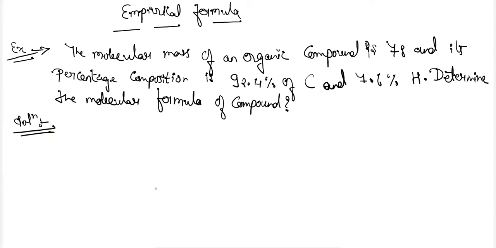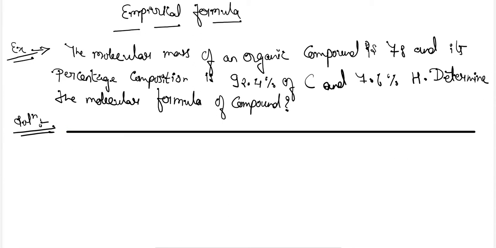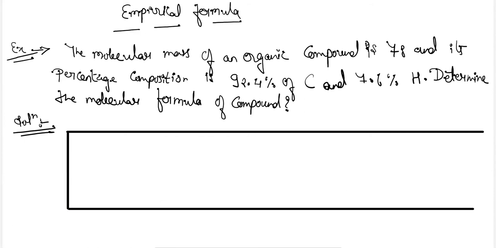As discussed in the class also, we have to form a table here. For solving empirical formula, you can easily solve by making this table. This method is more reliable in comparison to other methods because it creates the least error. So this is the table which we are going to use here.